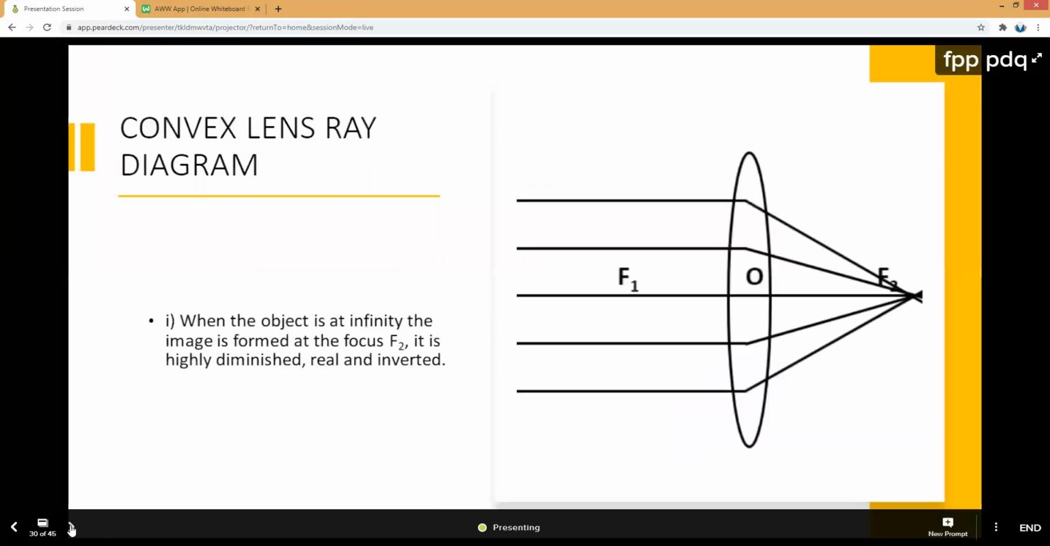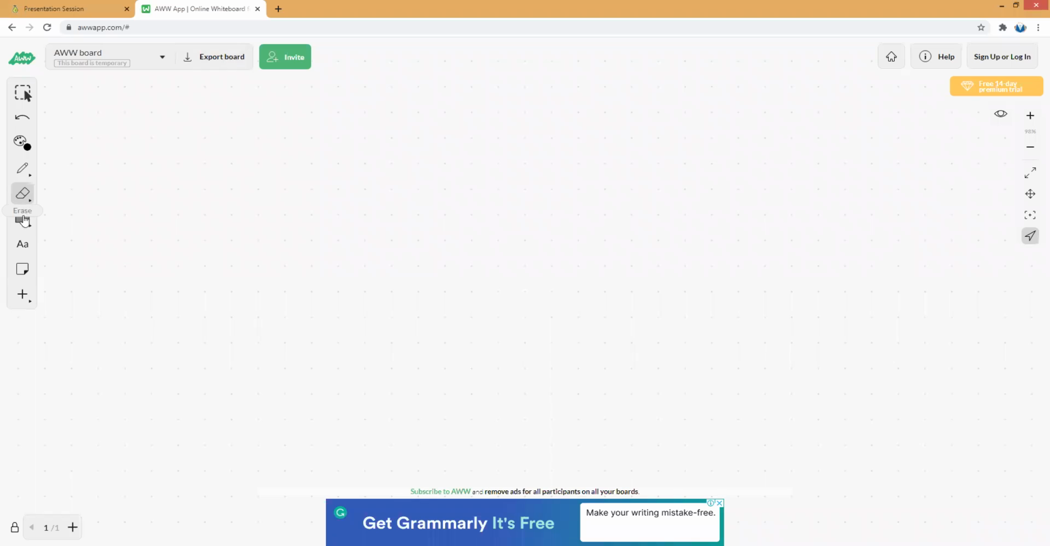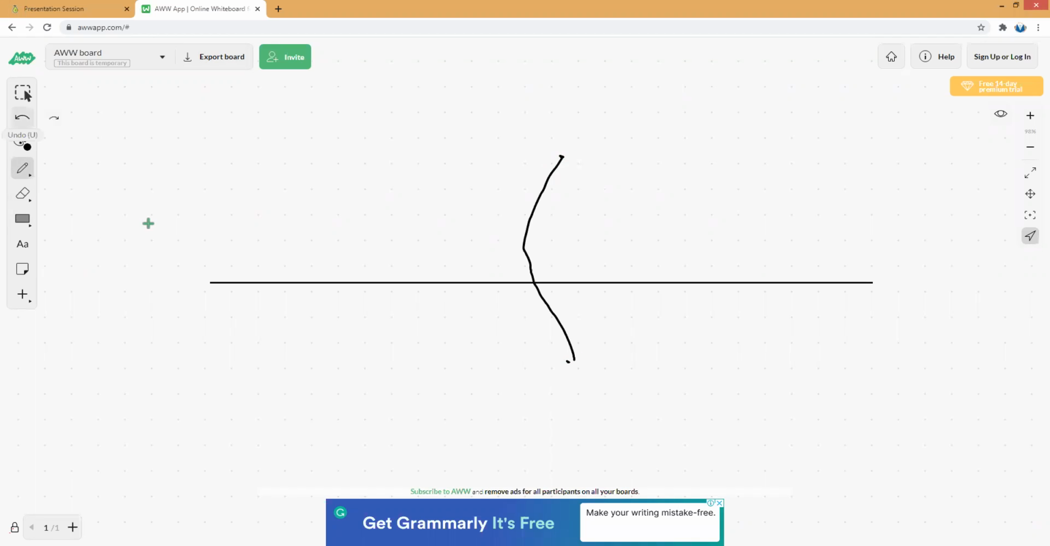Next, ray diagrams, convex and concave. It's going to take a lot of time. We'll just explain with the picture. No, we have to do it. Okay, fine. We did it for the mirror, so we have to do it for this as well. I'll quickly do it. Oh god, that's messy. One second, one second.